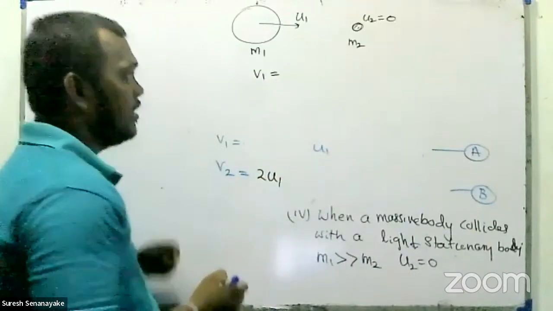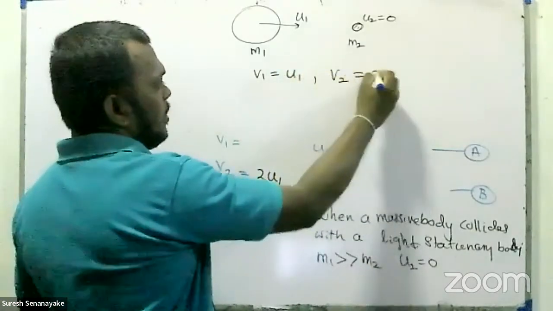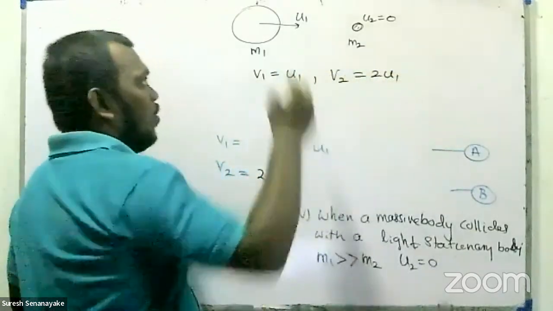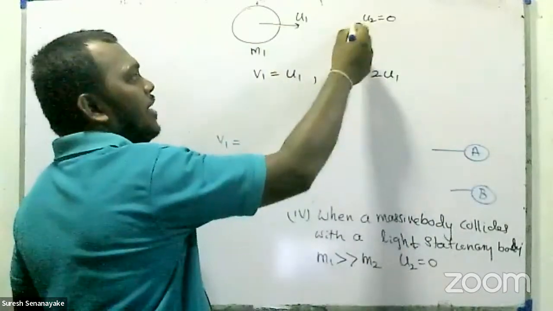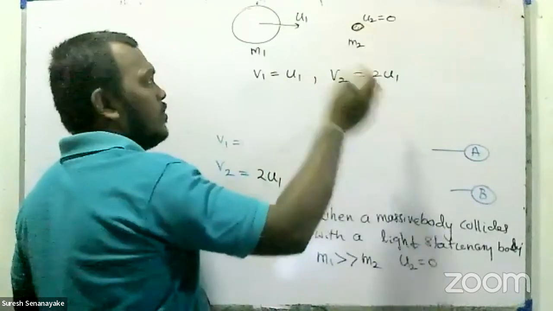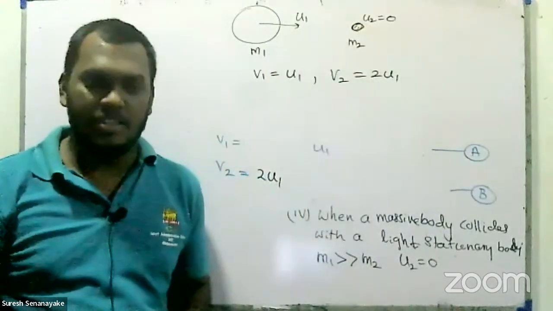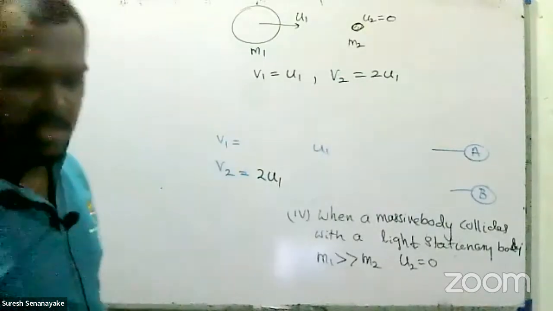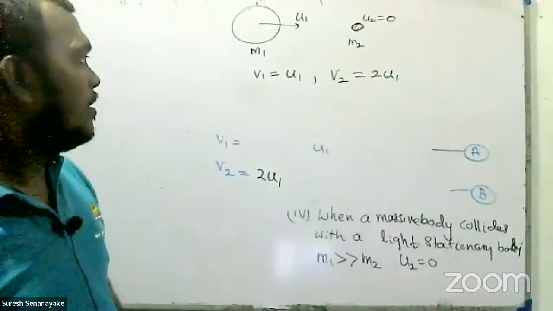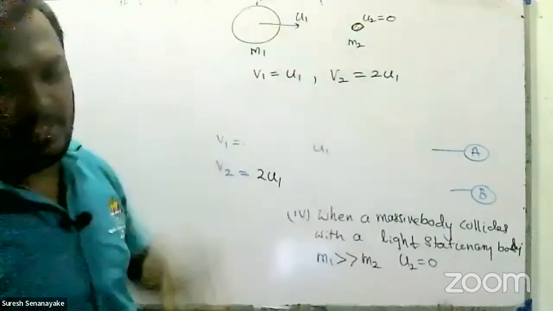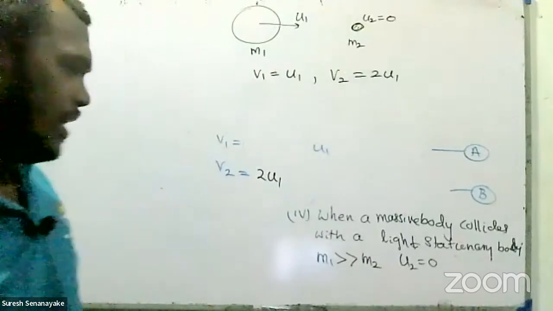So what's happening? V1 will be U1 and V2 will be 2U. So the moving body moves with the same speed. The stationary lighter body moves at twice the speed of the first body. Twice the speed of the first body. That's what happens when the larger body collides with the light stationary body. So these are the cases. So you can see them.